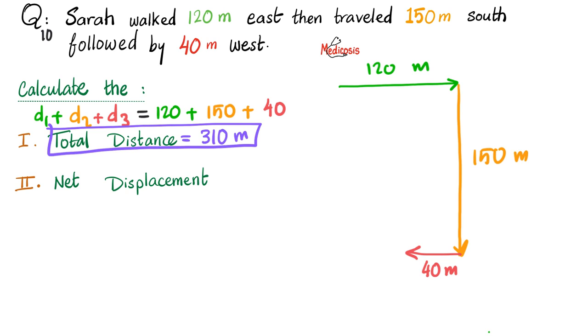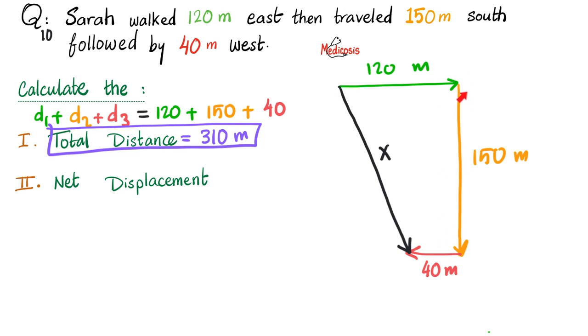How about the next part of the question? Net displacement. Where did I start? I started here. Where did I end? I ended here. So tail to tip method. Let's draw the line. This is the displacement that I want, but how can I find this? It seems impossible until we rearrange the triangle.